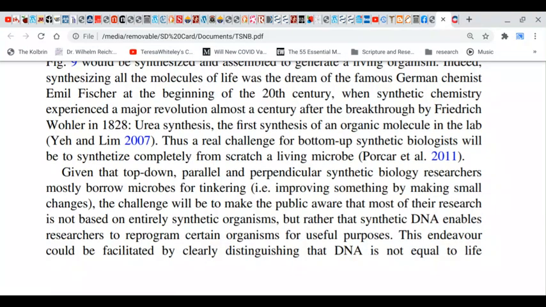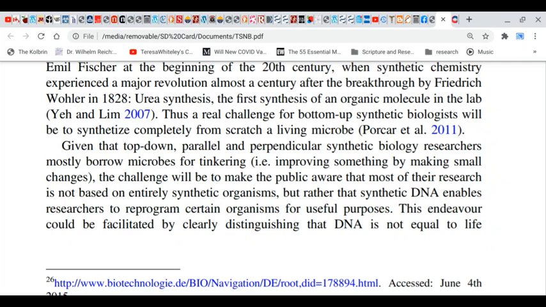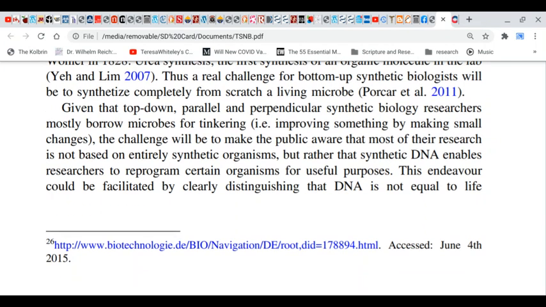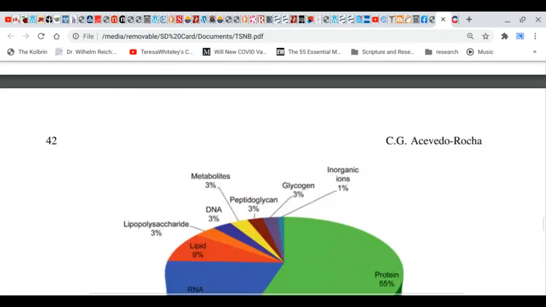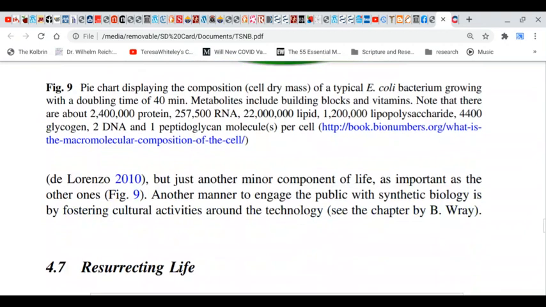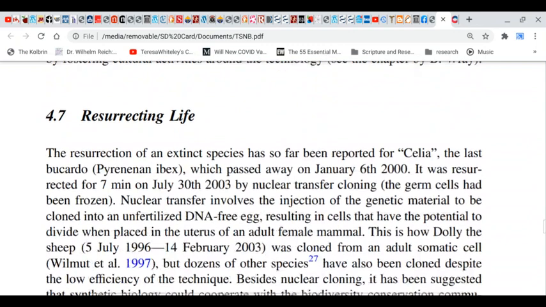Given that top-down, parallel, and perpendicular synthetic biology researchers mostly borrow microbes for tinkering, proving something by making small changes, the challenge will be to make the public aware that most of their research is not based entirely on synthetic organisms, but rather that synthetic DNA enables researchers to reprogram certain organisms for useful purposes. This endeavor should be facilitated by clearly distinguishing that DNA is not equal to life, but just another minor component of life, as important as the other ones.